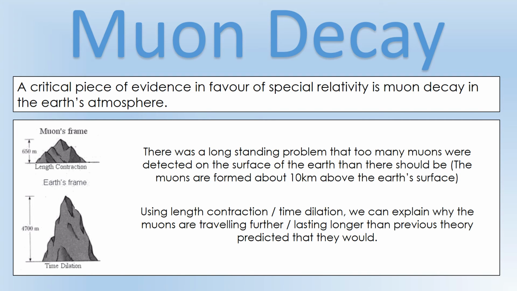Using length contraction or time dilation, we can explain why too many muons are arriving at the surface, or essentially explain why muons are traveling further or lasting longer than previous theory predicted. And this is why special relativity is important, because it makes more accurate predictions.